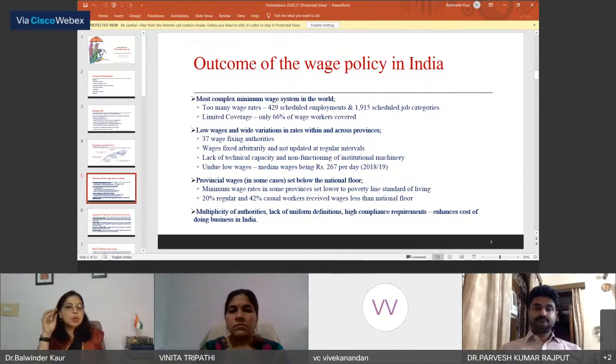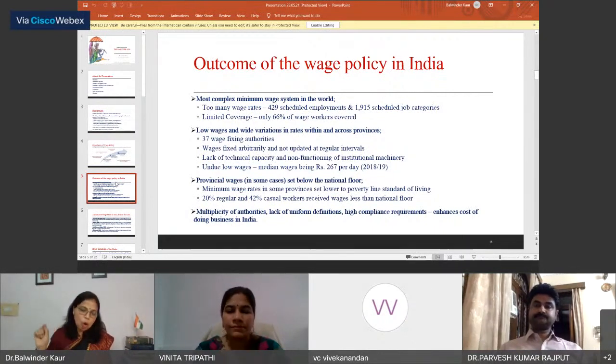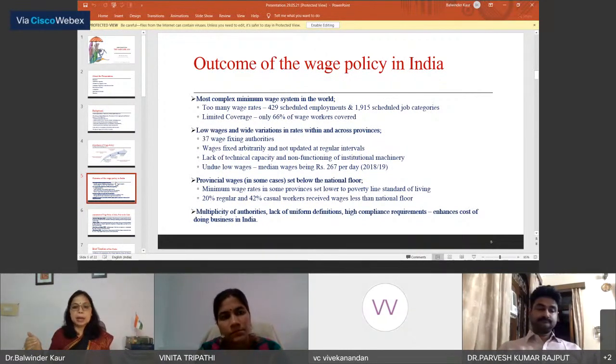As we know, there were four legislations which were amalgamated under the Code on Wages 2019. If you see the provisions of the laws which were there, it was the most complex minimum wage system in India, and in the world.